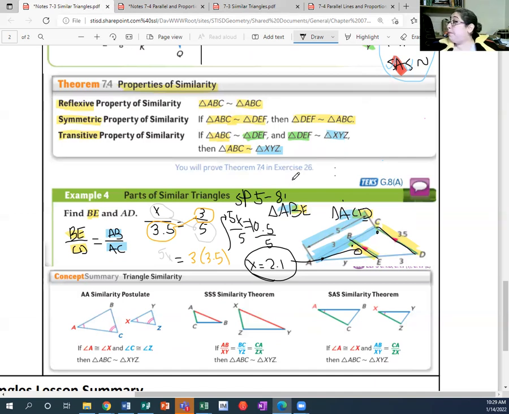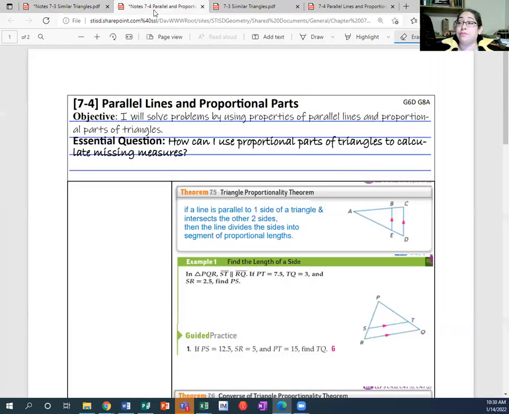With no questions popping up in chat and everyone falling asleep in the classroom, I mean, not having questions. Let's take a look at the second section. Notes for 7-4, we're talking parallel lines and proportional parts.